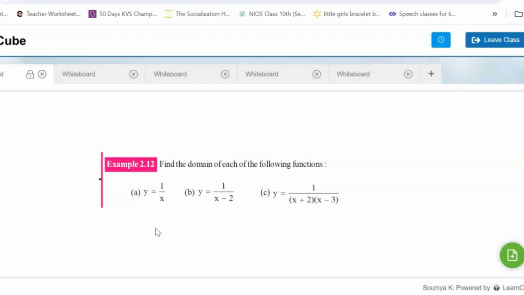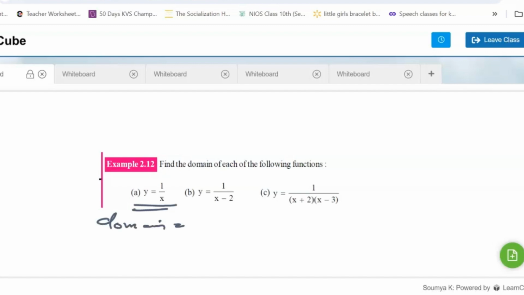Let's begin. So the first question is example 2.12, that is find the domain of each of the following functions. So here the first question is given as y is equal to 1 by x. This is the given question to you, y is equal to 1 by x. So you have to find out what is the domain of this particular question.